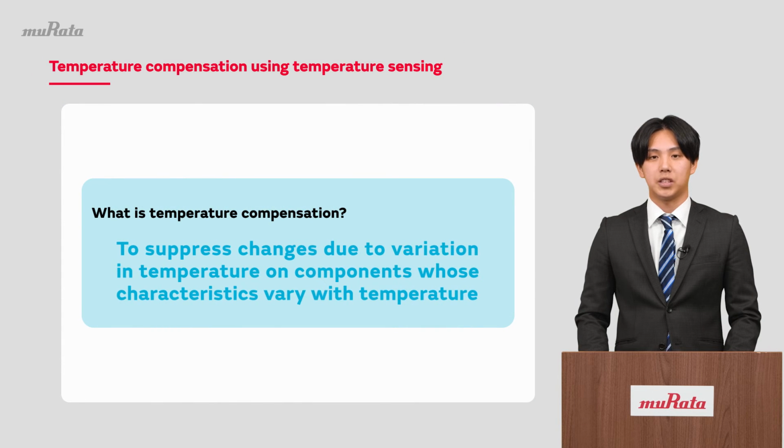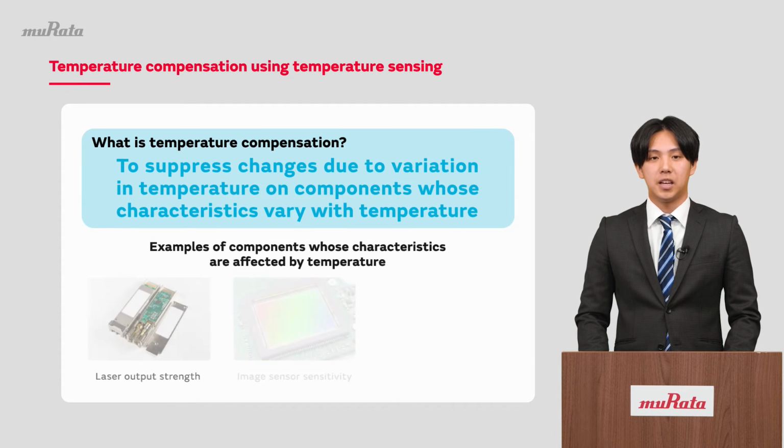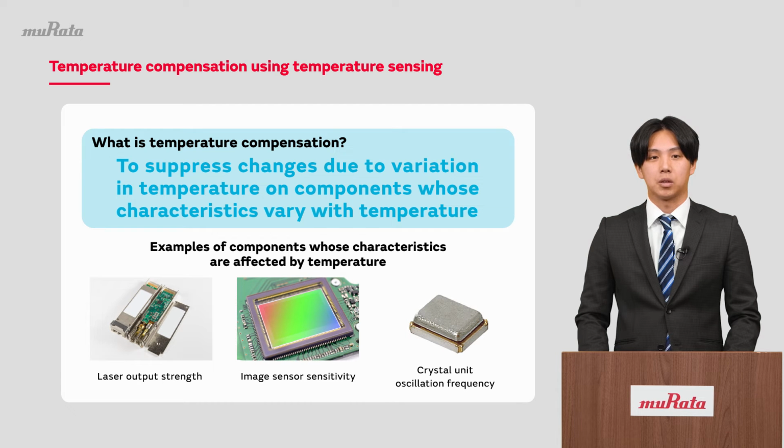Next, we will describe the use of temperature sensing for temperature compensation. Temperature compensation means to suppress changes due to variation in temperature on components whose characteristics change with temperature. Characteristics such as the output strength of a laser or the sensitivity of an image sensor are affected by temperature, but stable operation can be obtained by making adjustments to match the temperature. The oscillating frequency of a crystal unit also changes with the temperature, so it is necessary to adjust the frequency for applications requiring frequency accuracy.